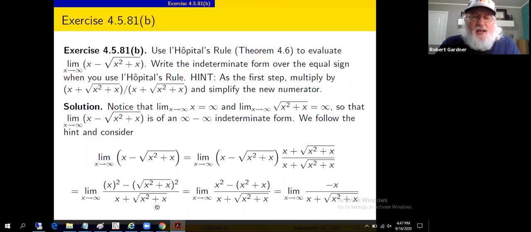The denominator gets introduced. But that's not a bad thing, because I want a denominator, so I can use L'Hopital's rule. The numerator simplifies. We've got x squared minus square root squared will just produce this, x squared plus x. The x squareds will cancel, leaving you just with a negative x in the numerator. And we pick this up in the denominator. We did that because they told us to. And we've got a fair amount of experience with these kind of limits.